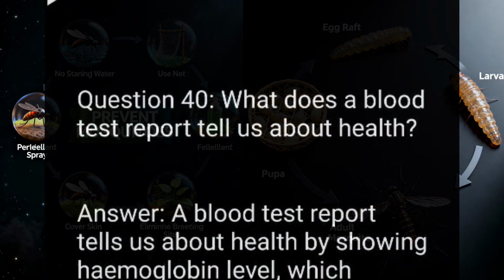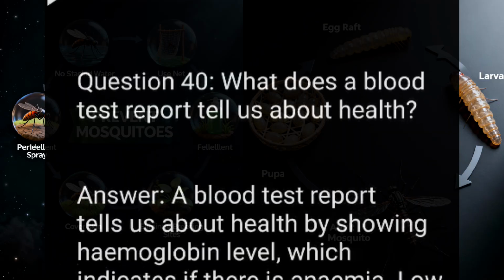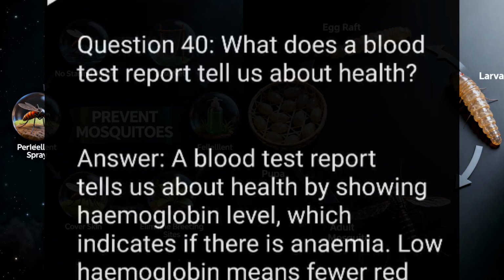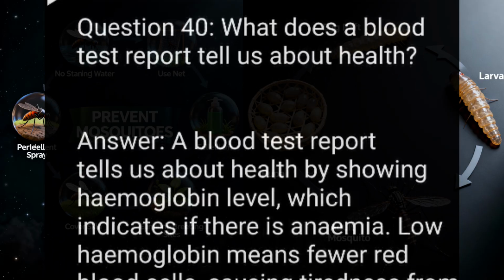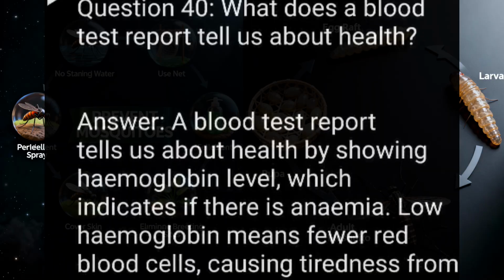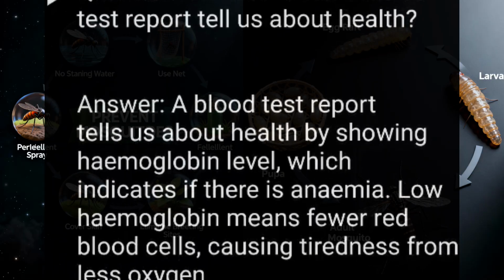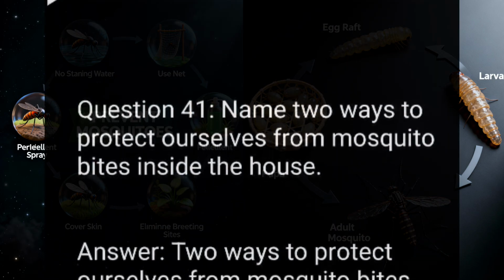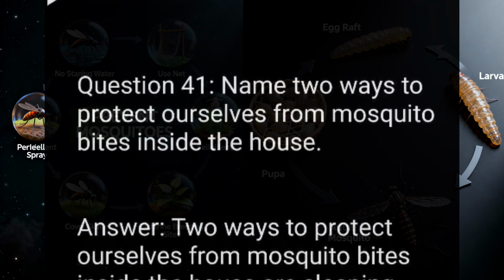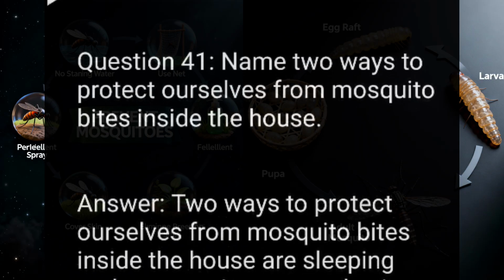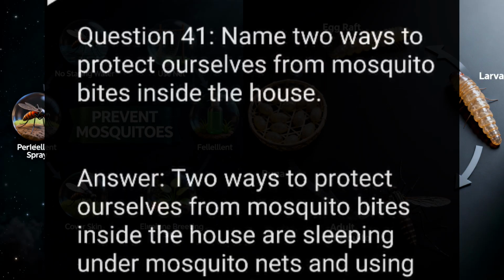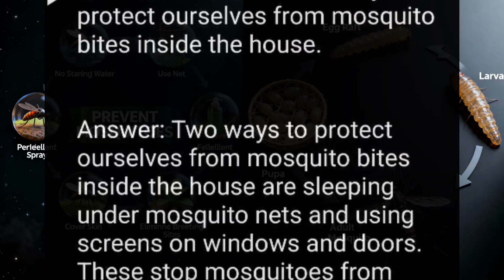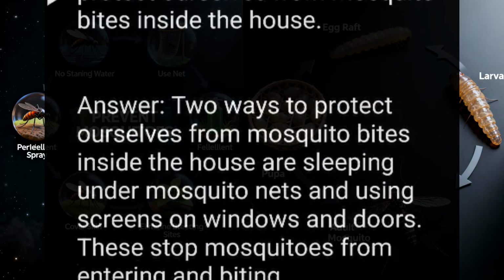Question 40. What does a blood test report tell us about health? Answer. A blood test report tells us about health by showing hemoglobin level, which indicates if there is anemia. Low hemoglobin means fewer red blood cells, causing tiredness from less oxygen. Question 41. Name 2 ways to protect ourselves from mosquito bites inside the house. Answer. 2 ways to protect ourselves from mosquito bites inside the house are sleeping under mosquito nets and using screens on windows and doors. These stop mosquitoes from entering and biting.